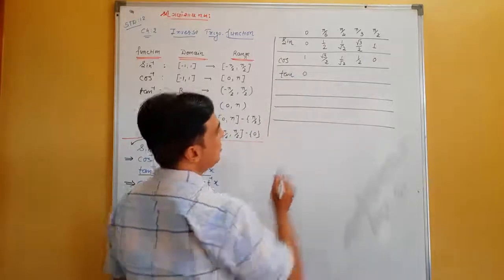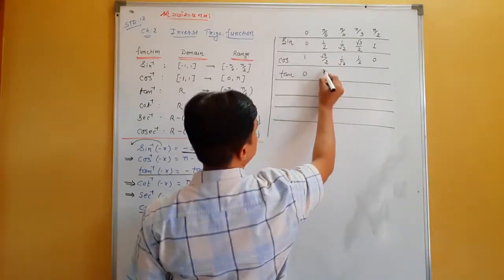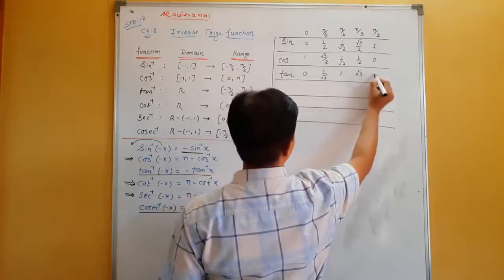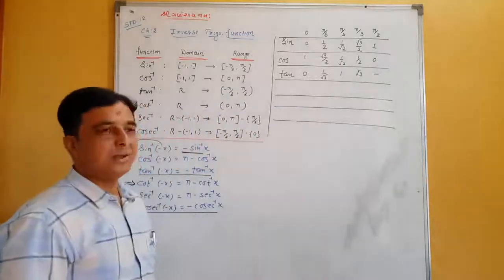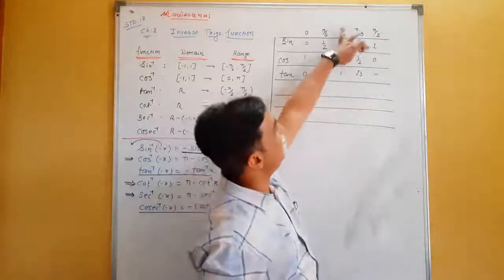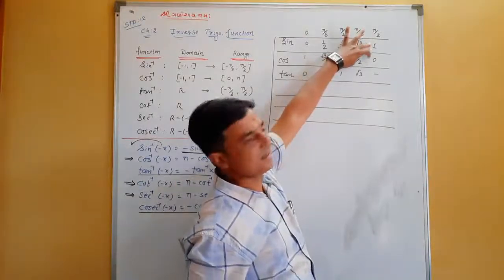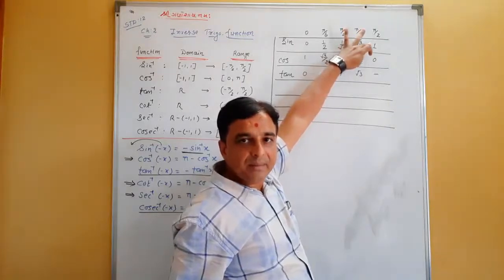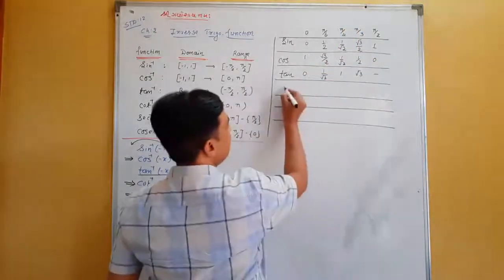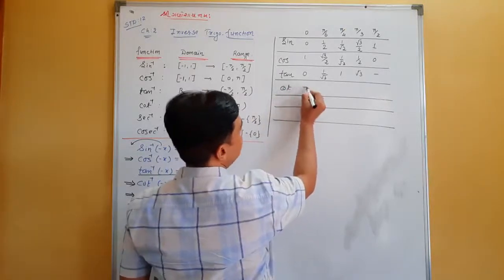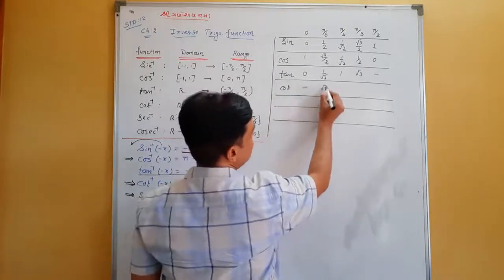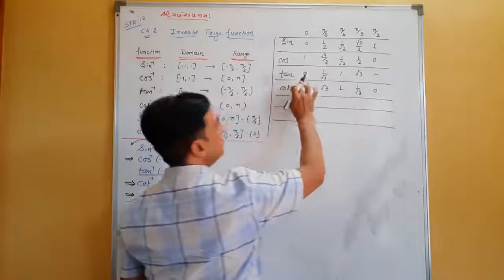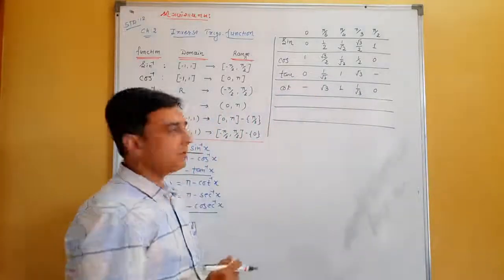Tan 0 is 0. Tan pi by 6 is 1 by root 3. This is 1, root 3 and infinite. Tan pi by 2 doesn't exist because tan is sine by cos, so the denominator will be 0. That means the value of tan pi by 2 doesn't exist. Now for cot, it is infinite, root 3, 1, 1 by root 3 and 0. Cot is the reciprocal of tan.